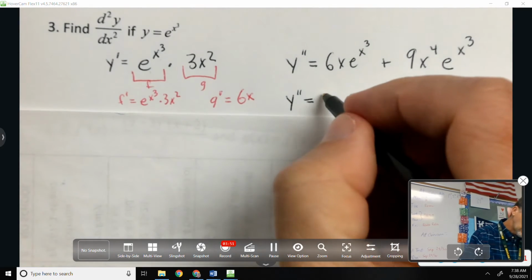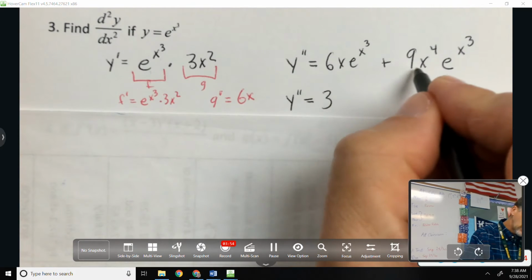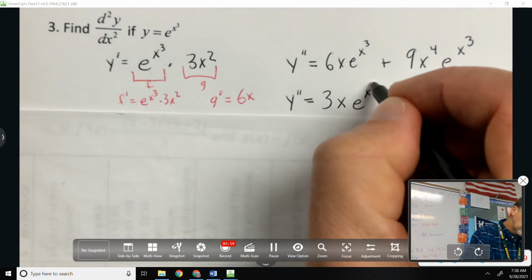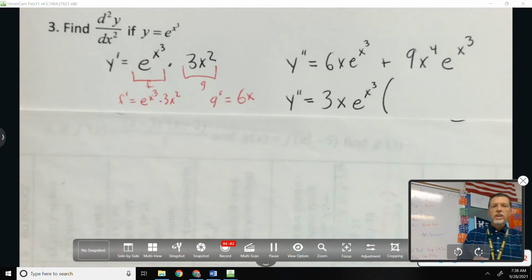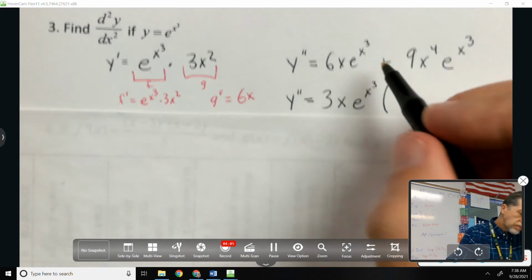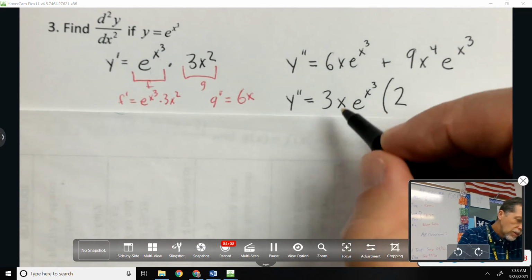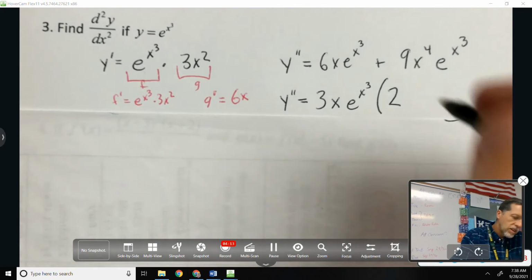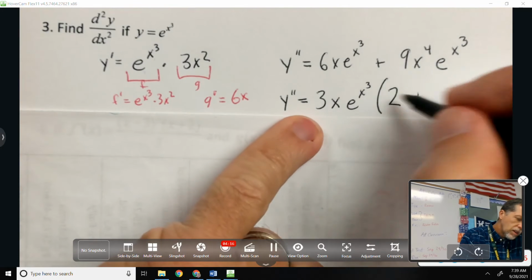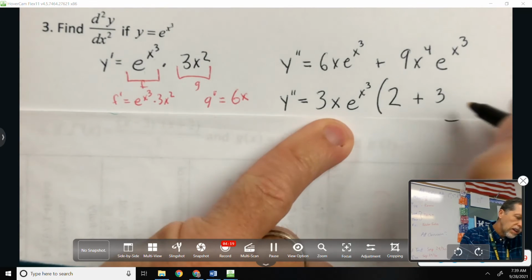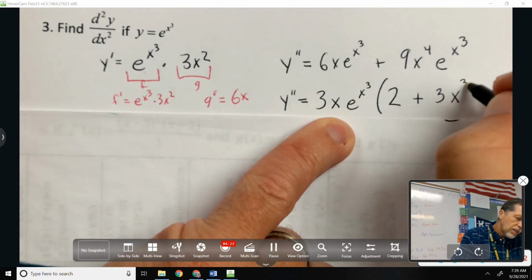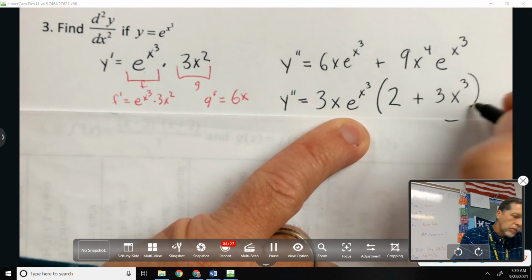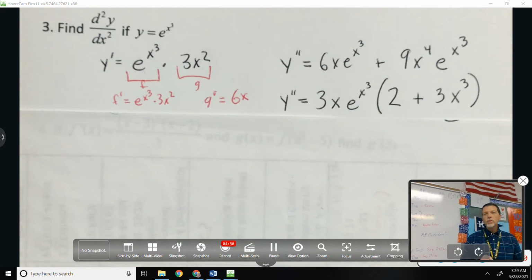Let's see, I could take out a 3. I could take out an x. And I could definitely take out e to the x cubed. Let's see what that leaves me with. On the first term, 2. Yeah, just a 2. It took away everything else. On the second term, 3 times 3 would get me to 9. X times x cubed would get me x to the 4th. And I took the e to the x cubed. So there's our cleaned up multiple choice answer.